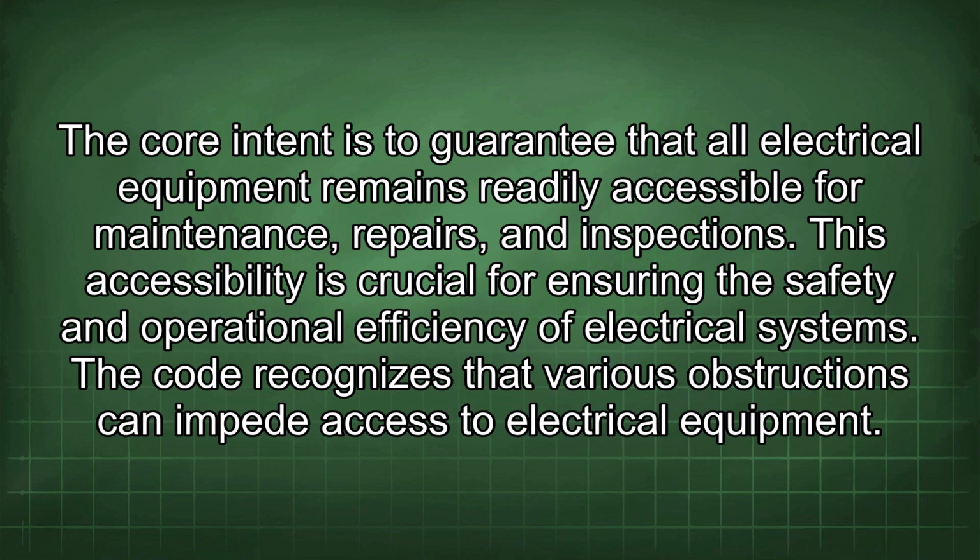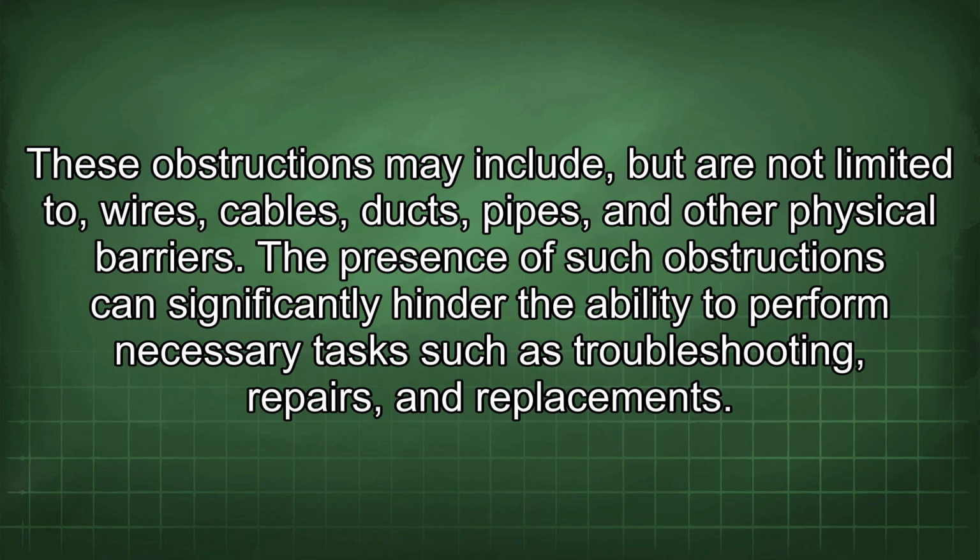The code recognizes that various obstructions can impede access to electrical equipment. These obstructions may include, but are not limited to, wires, cables, ducts, pipes, and other physical barriers. The presence of such obstructions can significantly hinder the ability to perform necessary tasks such as troubleshooting, repairs, and replacements.